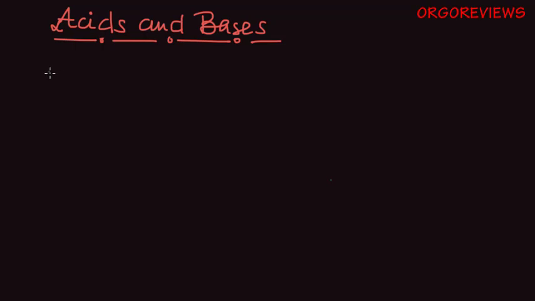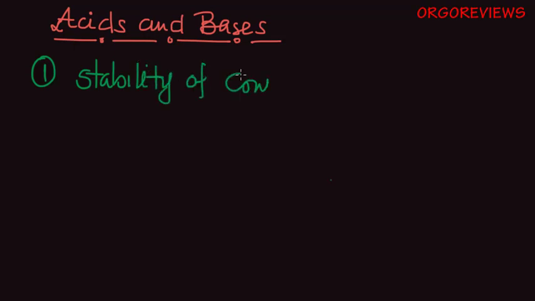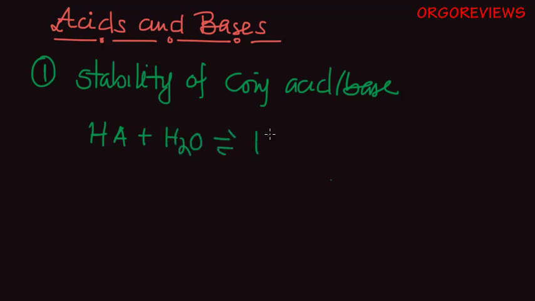So what if you don't have the pKa value? Then you have to look at the stability of the conjugate acid or base. So how is this related to the strength of an acid? Well, if you have a generic acid like HA that ionizes in water to produce a hydronium ion and a conjugate base A minus.